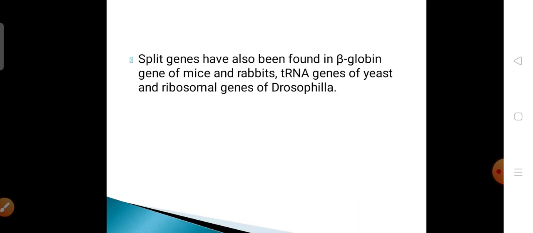Now, split genes have also been found in the beta globin gene of mice and rabbits, tRNA genes of yeast, and ribosomal genes of Drosophila. The existence of split genes is very common, or found mostly, in eukaryotic organisms. But almost all prokaryotes do not contain split genes. Their genes are continuous. So that is all about split genes.